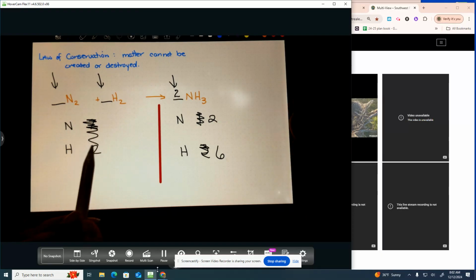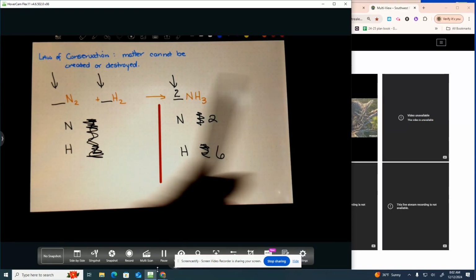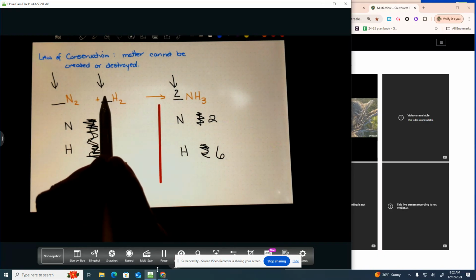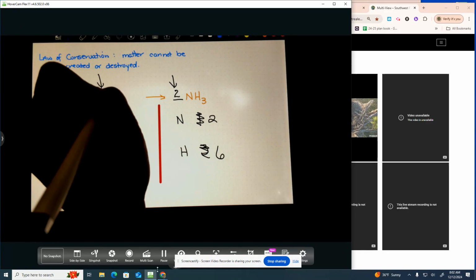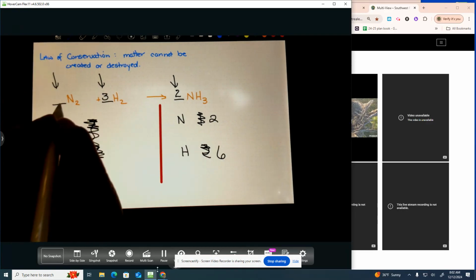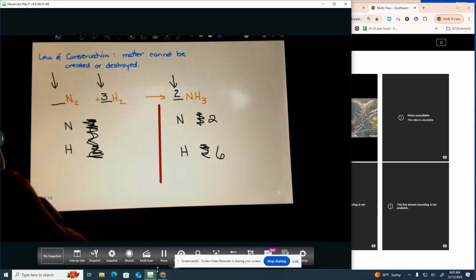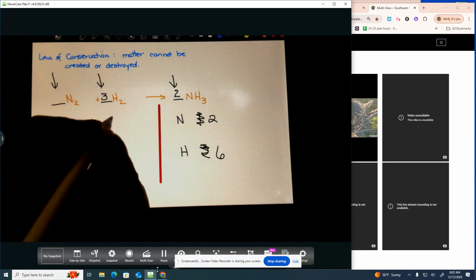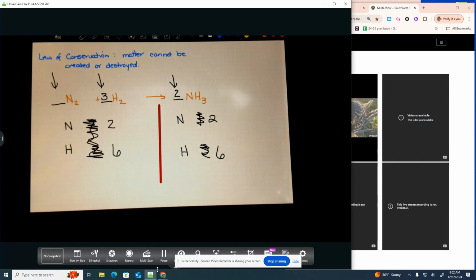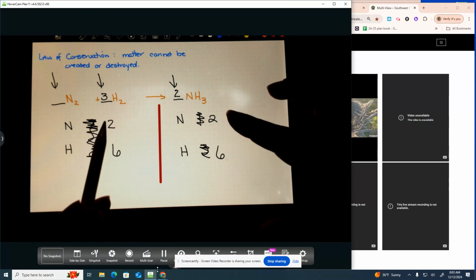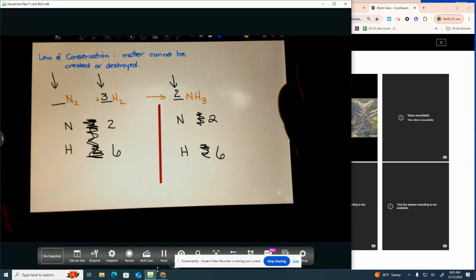These numbers now are gone. I'm just using those numbers to tell me where I'm working. What number can I put there that's going to give me what I need? 3. Okay. Recount. Did the N's change? Did the amount of N's change? No. Did the amount of H's change? Yes. Now am I obeying the law of conservation? Okay. Because all of these match now, I'm obeying the law of conservation.